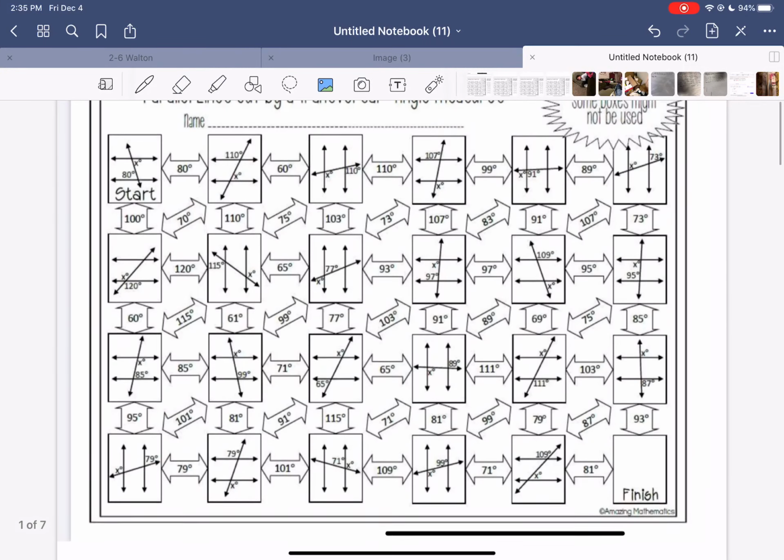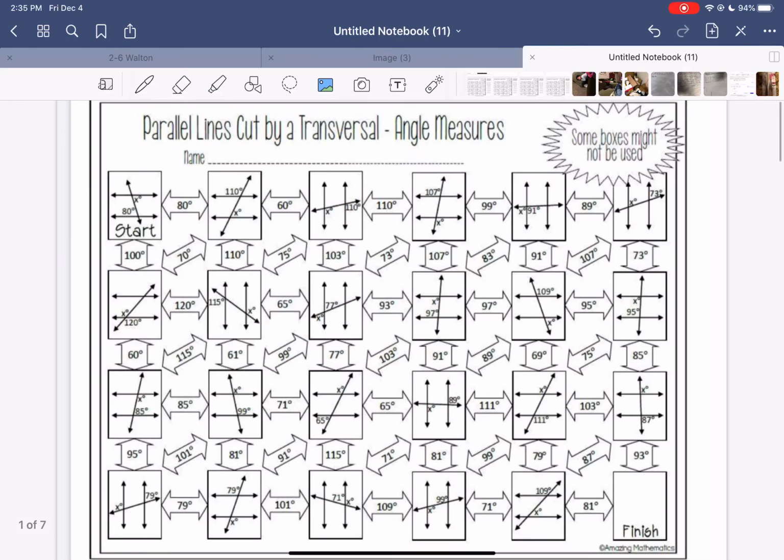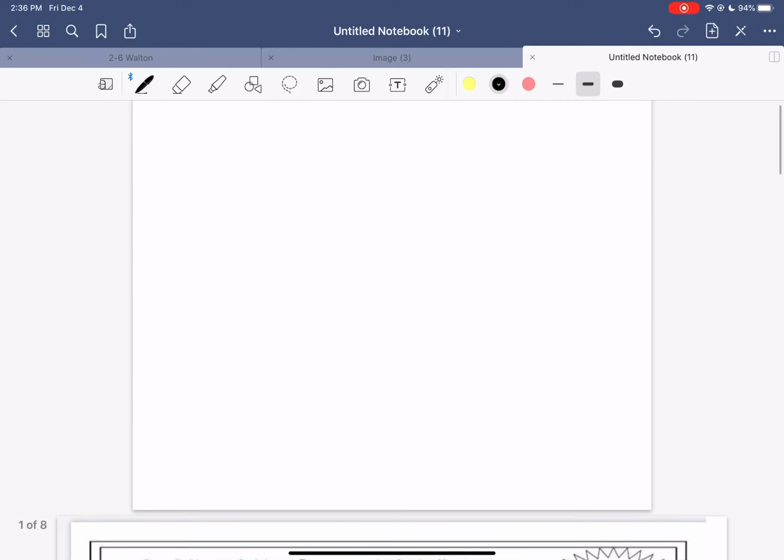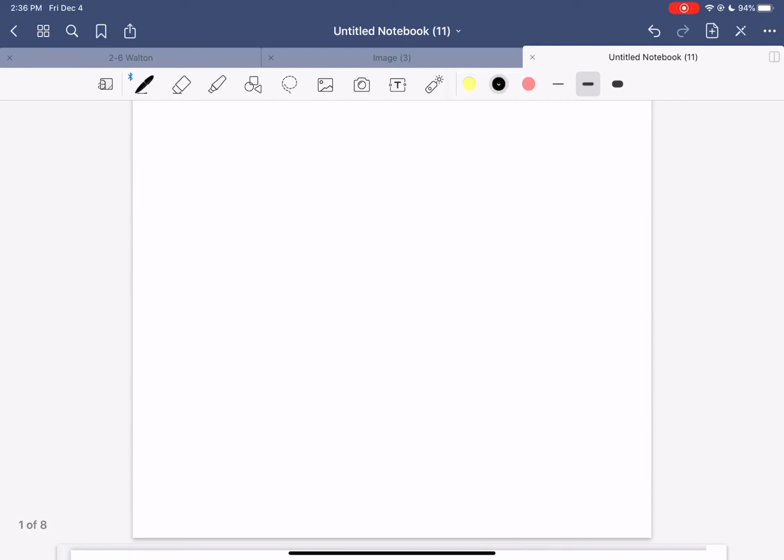All right, here's the maze assignment that was given out in class, and so I just wanted to walk through a couple of the problems to hopefully help a little bit. So the pattern that we've been given for transversals, I'm just going to draw one really fast. So it's two parallel lines that are cut by a transversal, which create some angles.